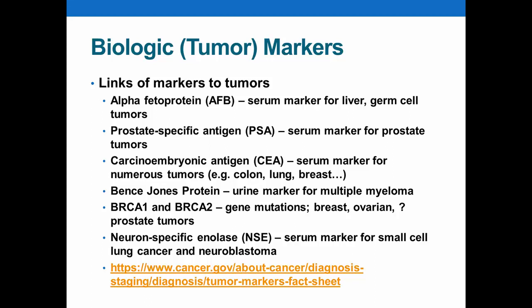PSA has been around for a very long time, and this is prostate-specific antigen, a marker for prostate tumors. Now, increasingly, PSA has come under fire as an absolute marker, so we look at an index and trend that over time. CEA, as I mentioned earlier, is a very common marker for a large number of tumors, and so you'll see an elevated CEA in colon, breast, and lung cancers. CEA is a great example of looking at sensitivity versus specificity.